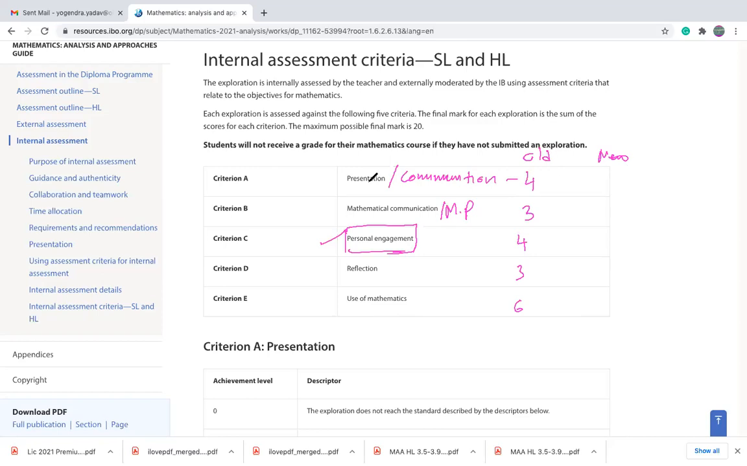The new criteria are presentation, mathematical communication, personal engagement, reflection, and use of maths. So new is 4, 4, 3, 3 and 6. IB has definitely thought of this part where lots of kids used to lose marks, so they increased the marks. They gave students a chance to present something that is easier here, and you get a lesser penalty chance here, but it is still a significant amount of marks that you have to be careful with.